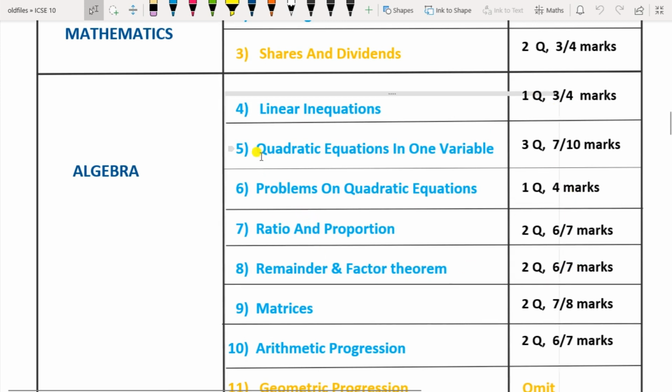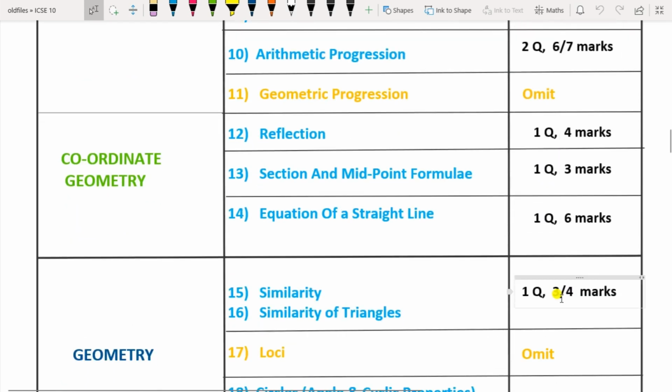Now in this section, quadratic equations or linear inequations, all these lessons are very easy. Matrices is very easy. Arithmetic progression is also very easy. Only 2, 3 formulas are there and it is all dependent on the formula. So if you practice these lessons properly, you can score these marks very easily. Okay.